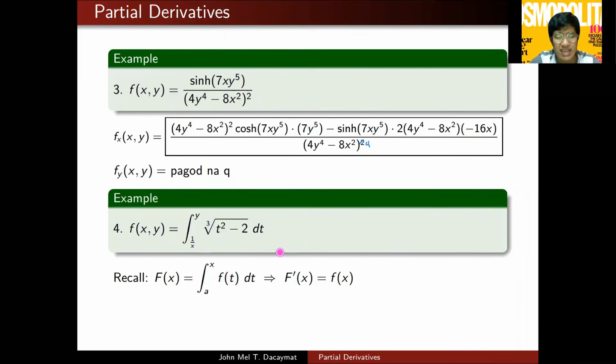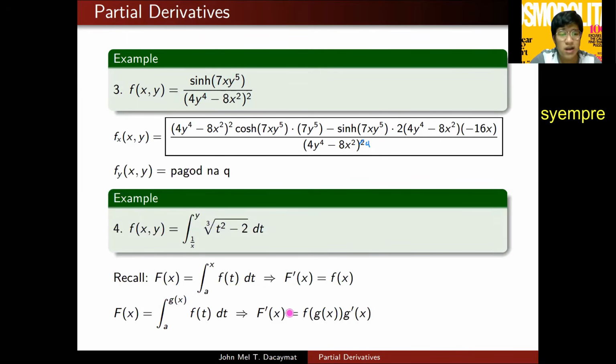Tapos minsan may cases pa kayo na ganito, na imbes na x lang, some other function x yan, pwedeng x squared or something else, basta in terms of x. Ang ginagawa nyo kapag ganyan, ipa-plug in nyo tong function na to sa f, sa integrand. Yung derivative niya. Tapos, ito times nyo pa yung derivative ng g of x na yun. Di ba? Do you remember your FPOC? So, ito yung ating gagamitin dito.